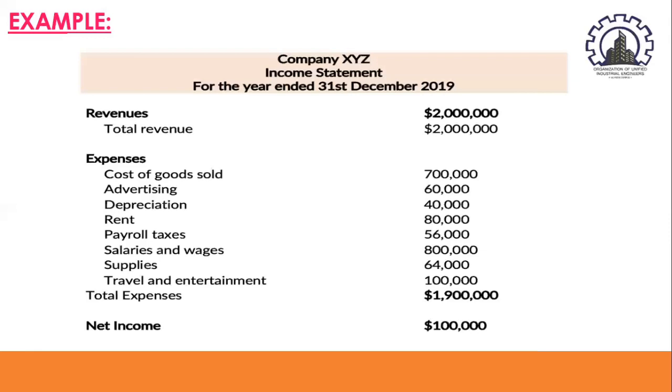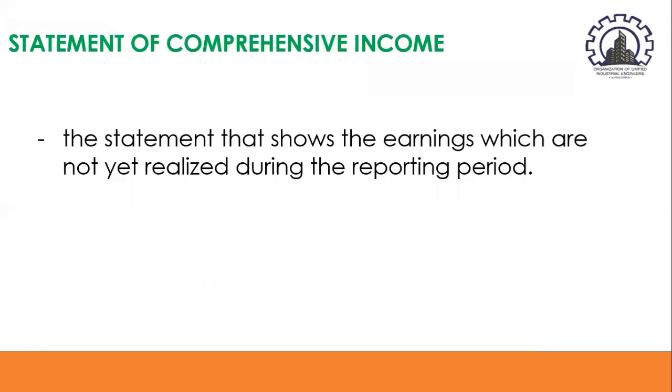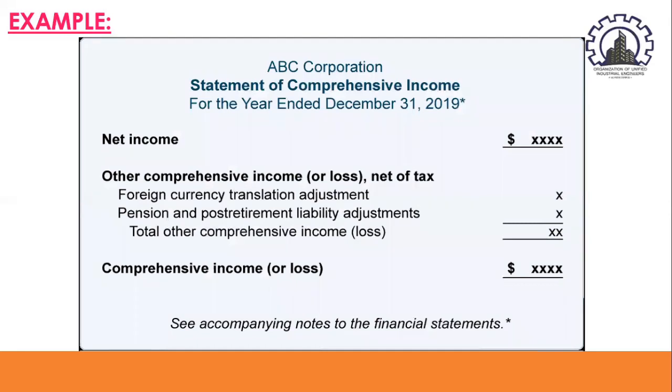Now, the next type of statement that we have is the statement of comprehensive income. If we say statement of comprehensive income, this is the statement that shows the earnings which are not yet realized during the reporting period. And this is also an example of a statement of comprehensive income.